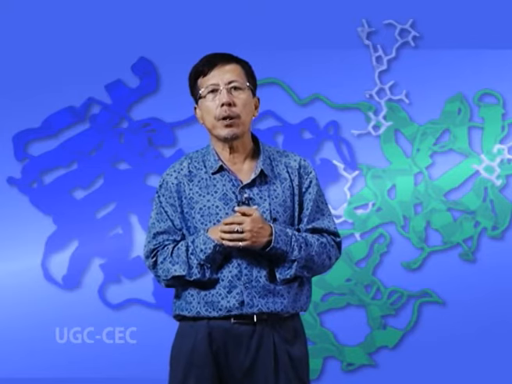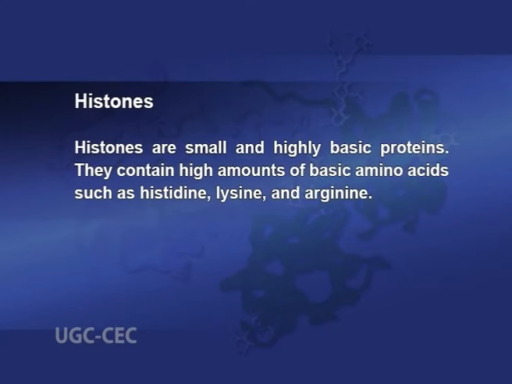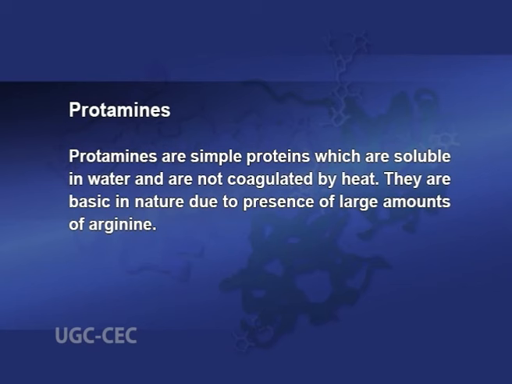The next category is histones. Histones are small and highly basic proteins. They contain high amounts of basic amino acids such as histidine, lysine, and arginine. Protamines form the next category. Protamines are simple proteins which are soluble in water and are not coagulated by heat. They are basic in nature due to the presence of large amounts of arginine.